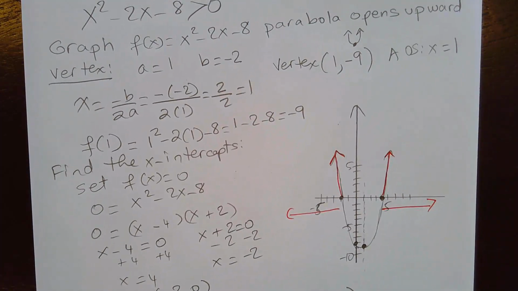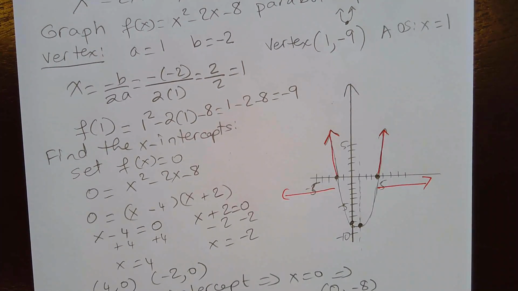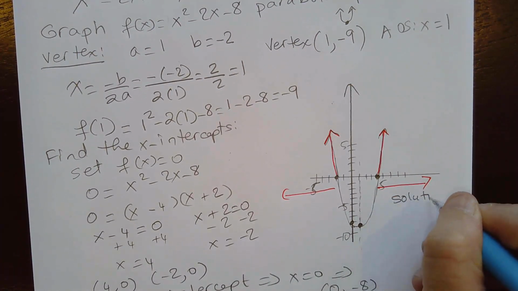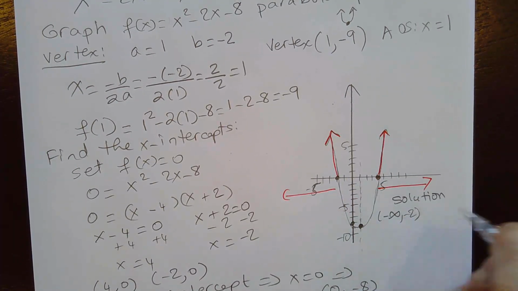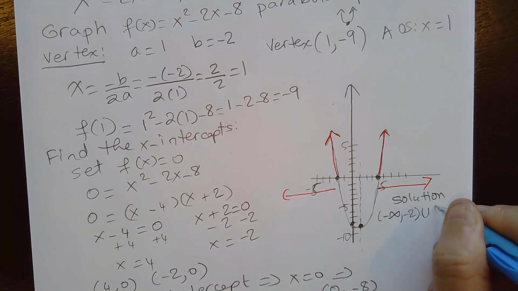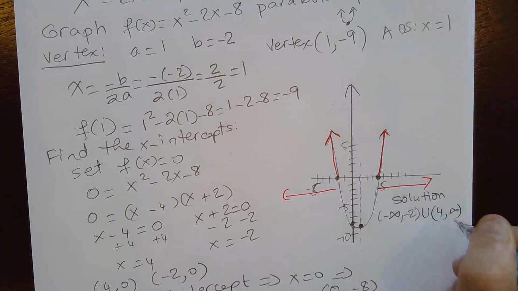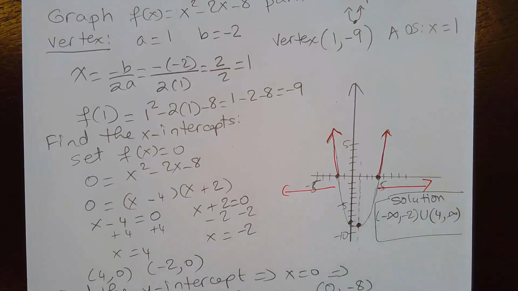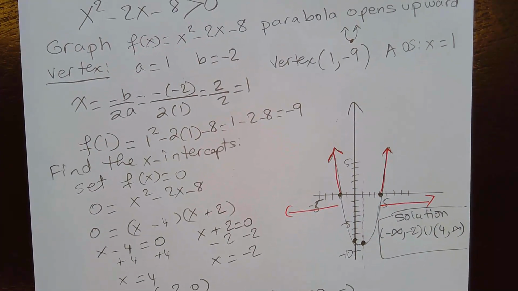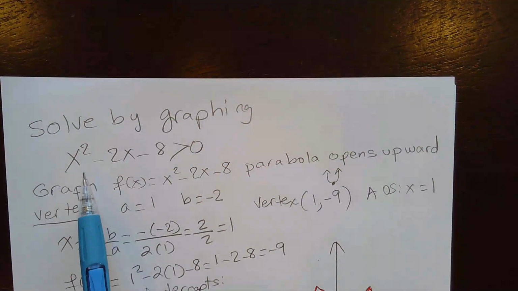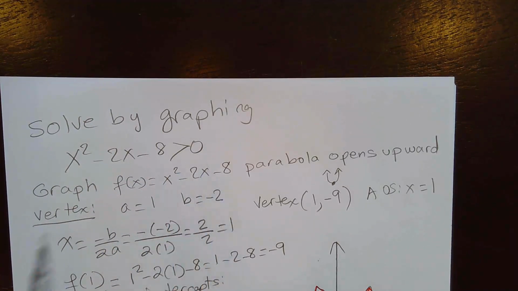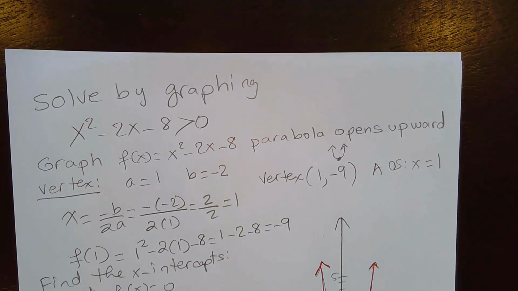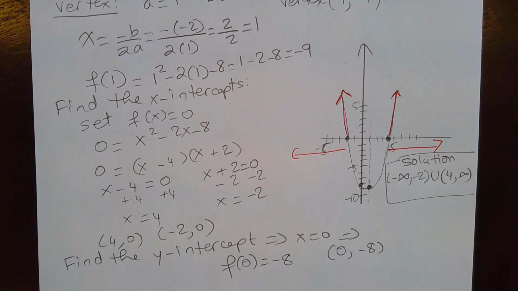And so the solution to our quadratic inequality would be negative infinity to negative 2, in parentheses, union 4 to infinity. Now why are negative 2 and 4 not included in the solution here? They are not included because they ask us to solve for x squared minus 2x minus 8 greater than 0. Greater, not greater or equal. So the x-intercepts are not included in the solution. So there's your solution to the quadratic inequality.